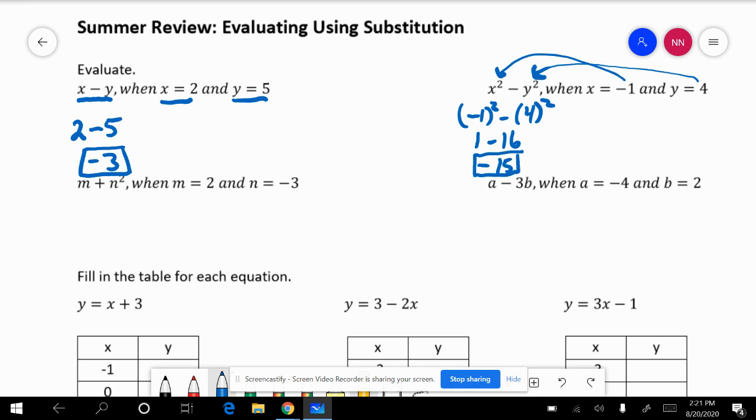What I want you to do is pause for a second, try the next two, and then we'll go over them.